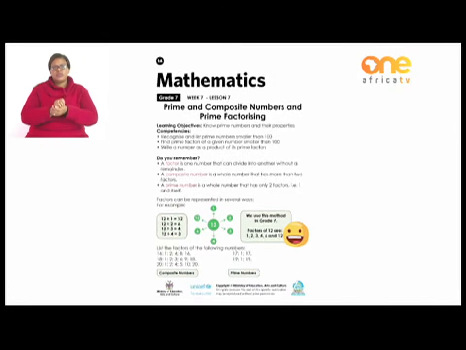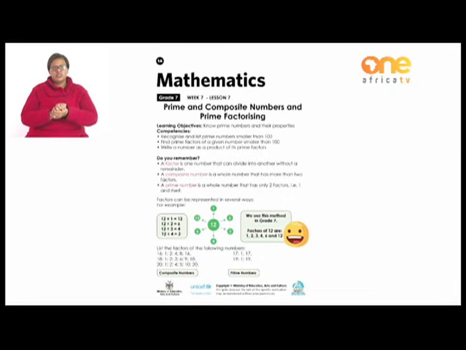Do you remember? A factor is one number that can divide into another without a remainder. A composite number is a whole number that has more than two factors. A prime number is a whole number that has only two factors, for example, one and itself. Factors can be represented in several ways.